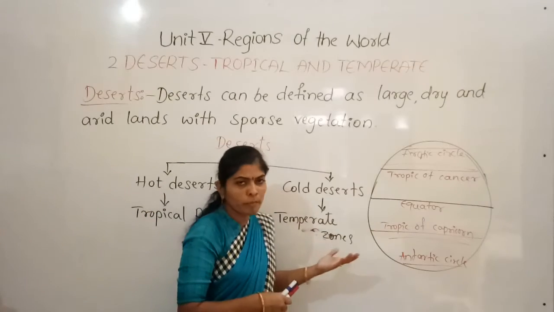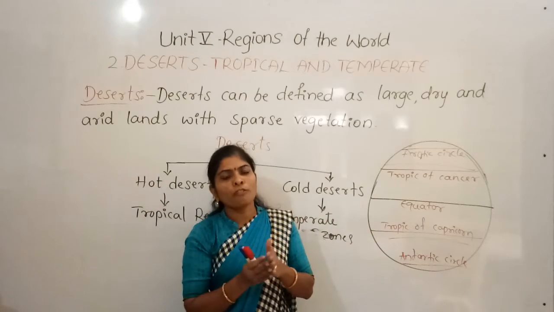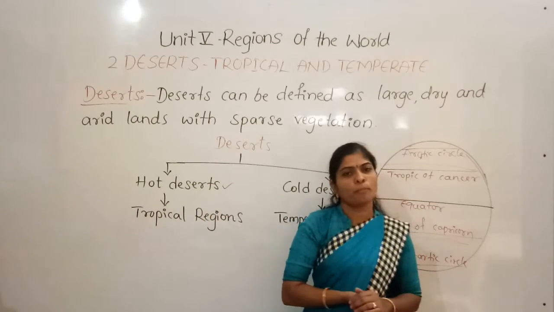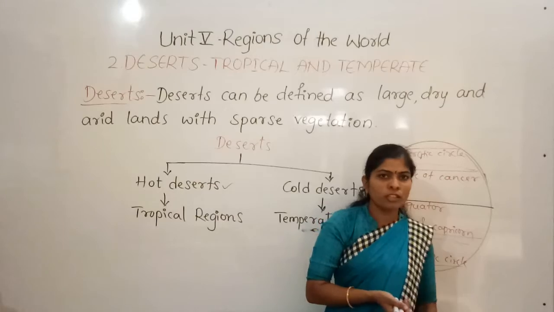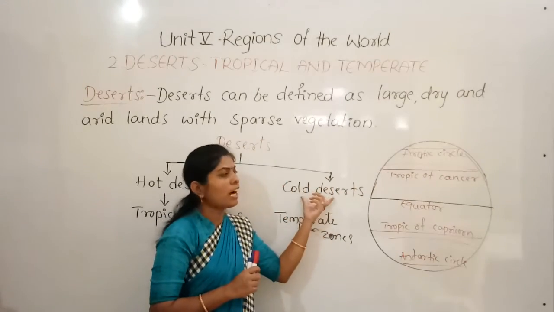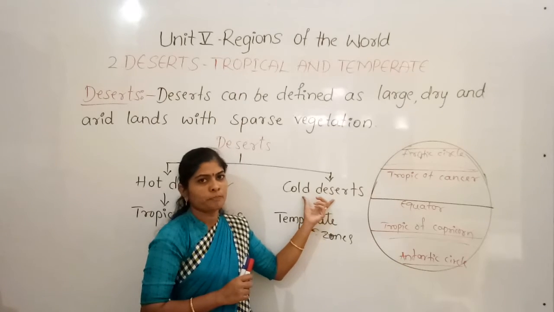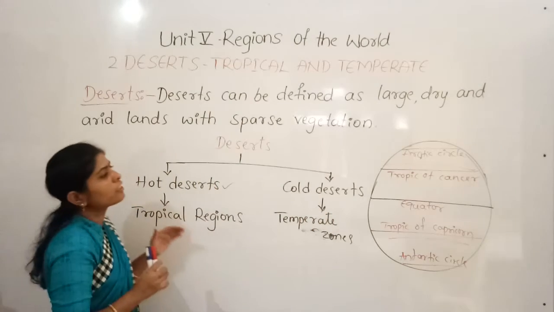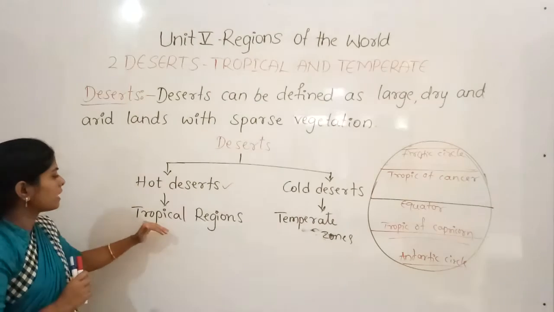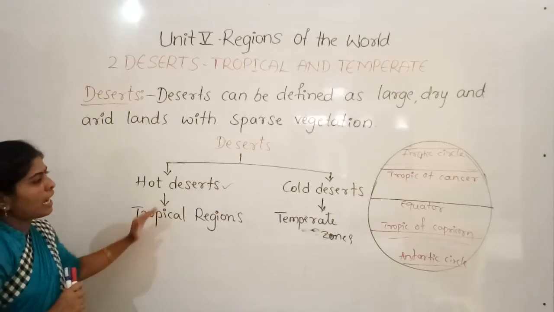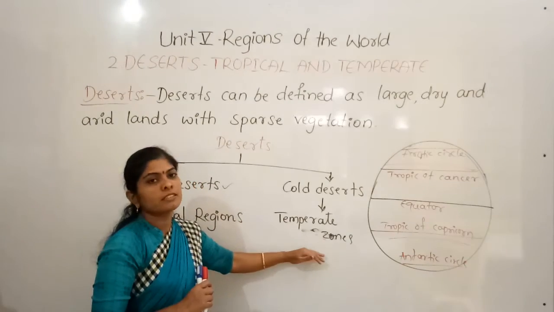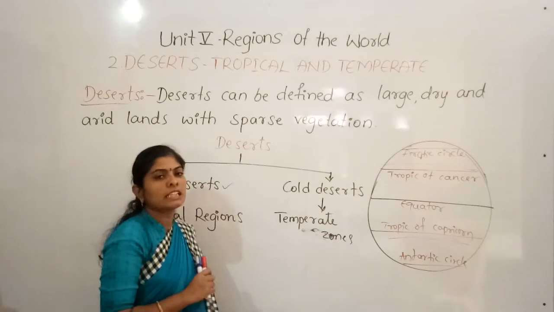Near the pole means, due to the tilt of the earth, these poles will not get the sunlight properly. So the regions are cold. So the deserts found in these regions are called cold deserts. So these are the two types of deserts. One is hot deserts, which we can find in the tropical regions, and another one is the cold deserts, which we can find in the temperate zones or the temperate regions.